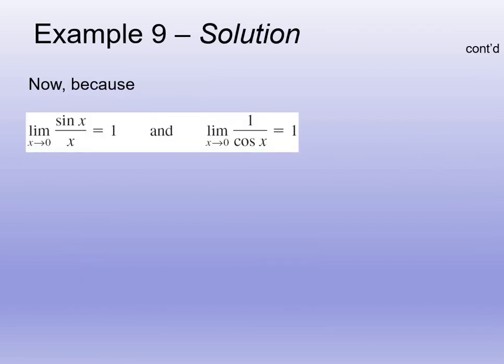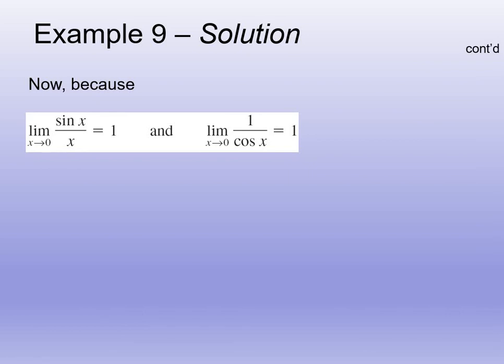Okay, so when I substitute that in, I'm left with what? I'm sorry, I'm getting a little ahead of myself here, but the limit of sine of x over x as x approaches 0 is 1. Okay, and the limit of 1 over cosine of x as x approaches 0, I can do direct substitution in there, right? Cosine of 0 is 1, so that leaves me with 1 over 1.